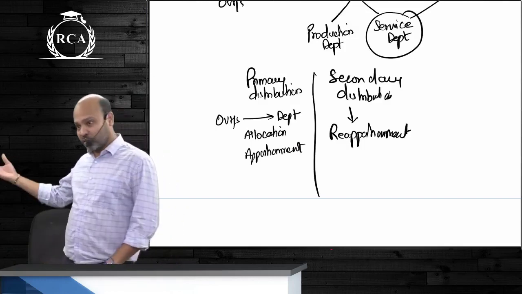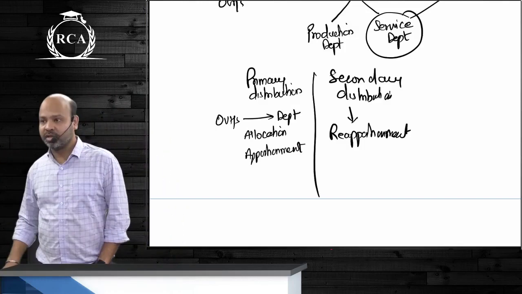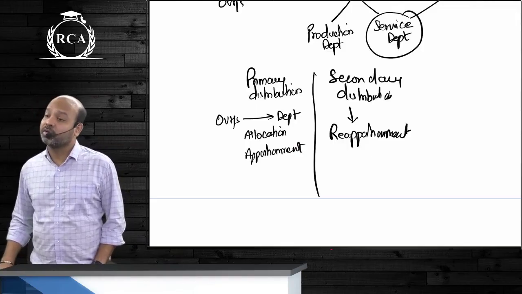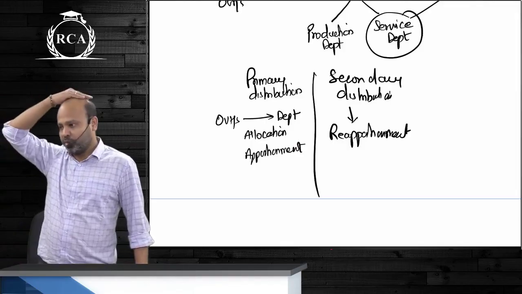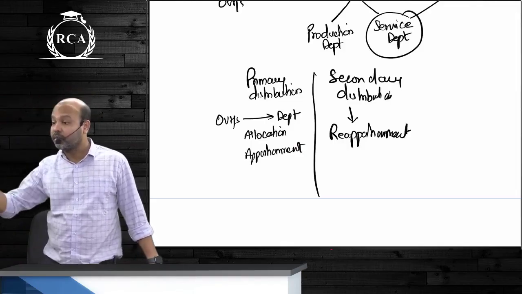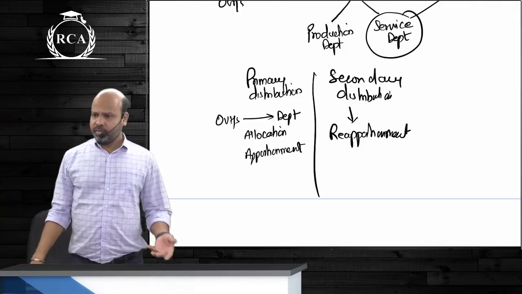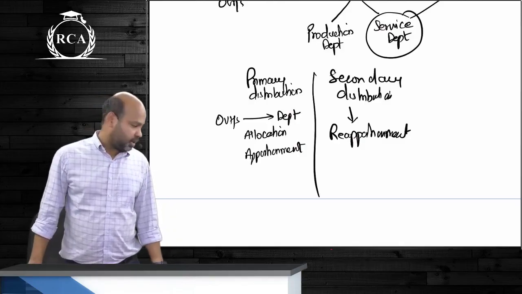Why did we even have to distribute to service departments? Why can't we directly distribute to production departments? If you would have directly transferred overheads only to production departments, we would not have to worry about reapportionment, right?